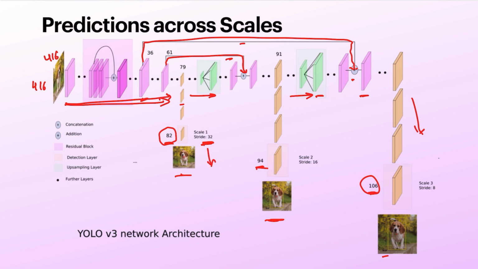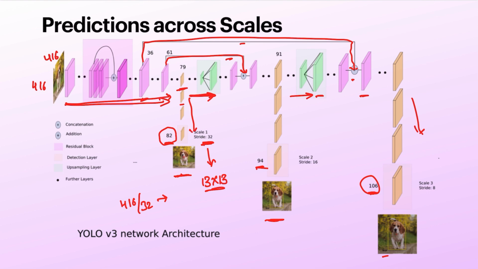That means what will be my feature vector size here? It is actually 13 by 13, because if you take 416 by 32, you will get 13. So this is the feature vector size I am getting here. In a similar way, we are actually upscaling here, right? From this layer, only 13 by 13 is getting propagated here.